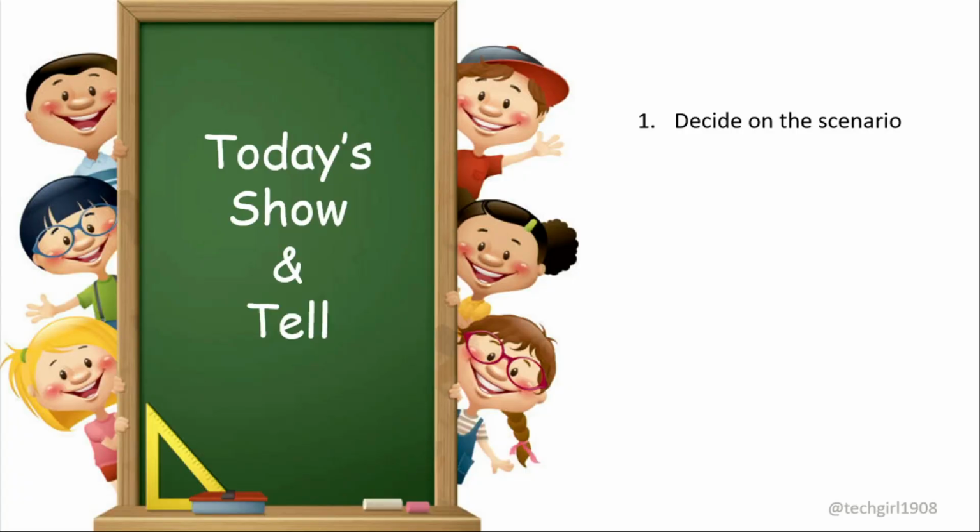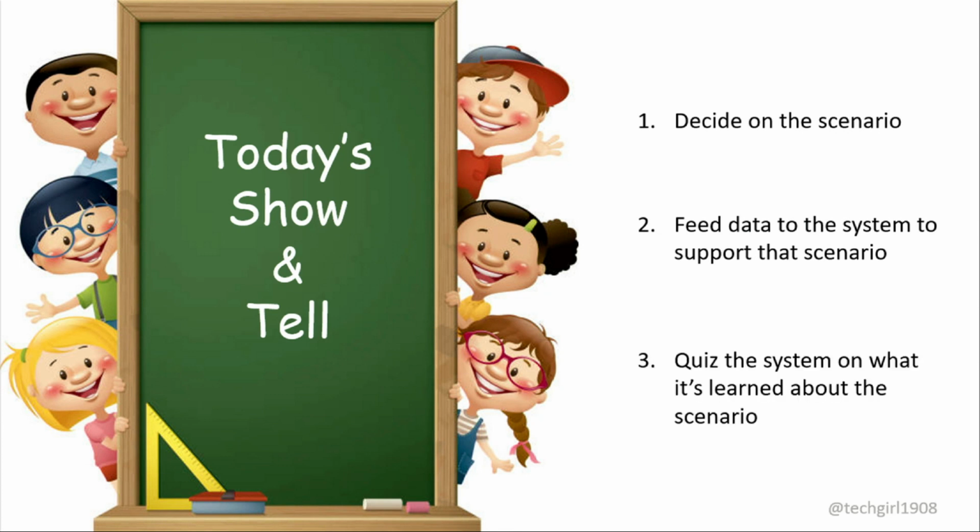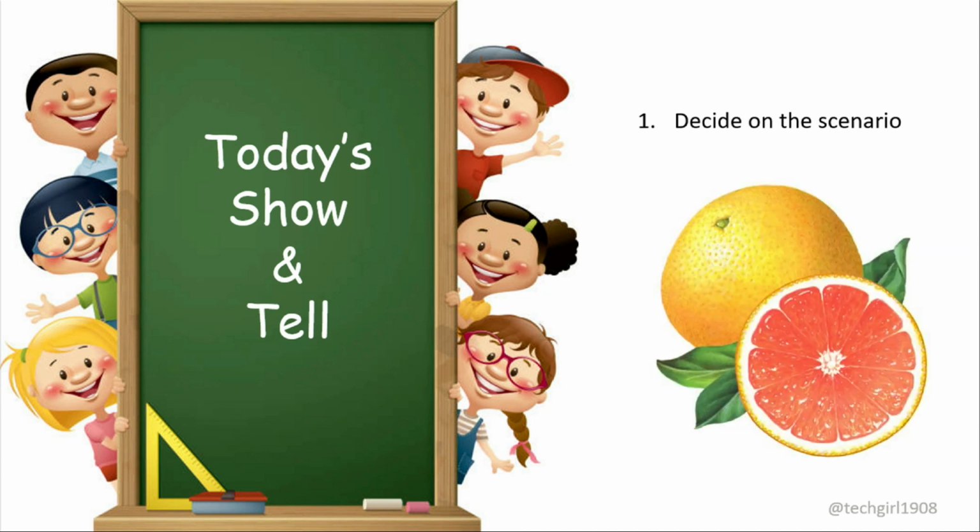So first thing is you want to decide, what's the scenario? What is it that you want to teach the system? What do you want it to learn? And then you feed data to the system to support that scenario. So you're training the system. And then finally, you give the system a quiz and ask, what did you learn? And make sure that it actually learned the right thing. So we're going to do this right now.